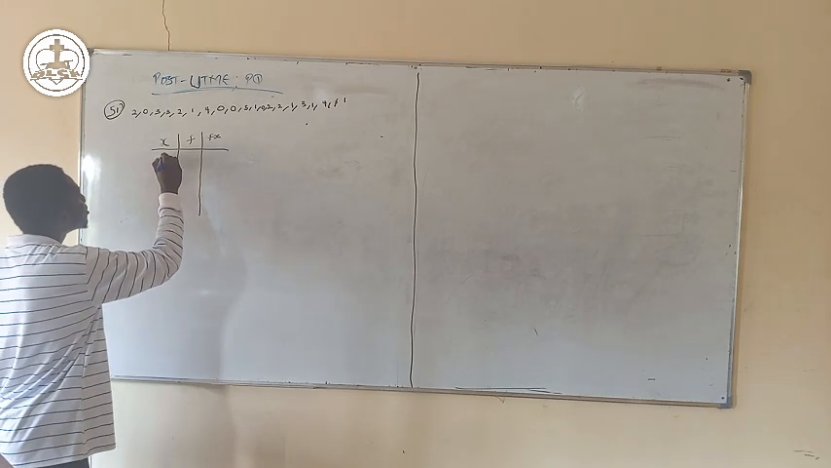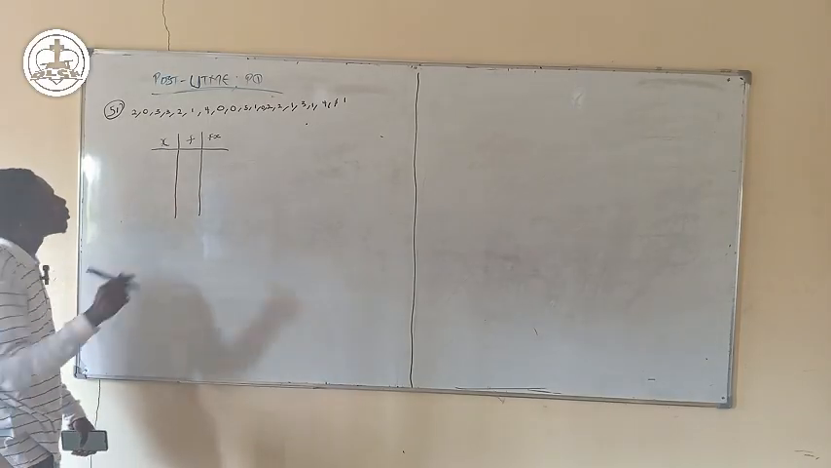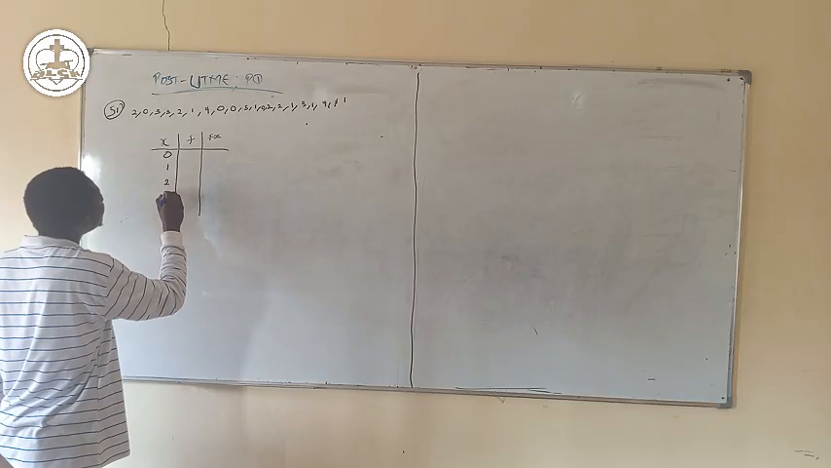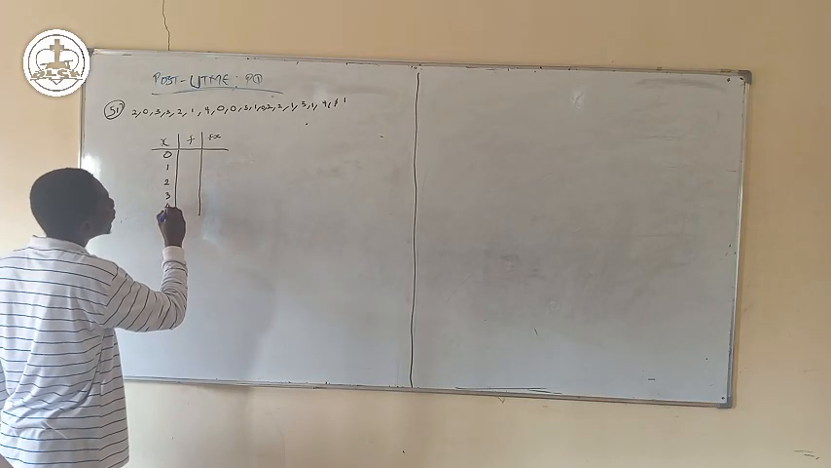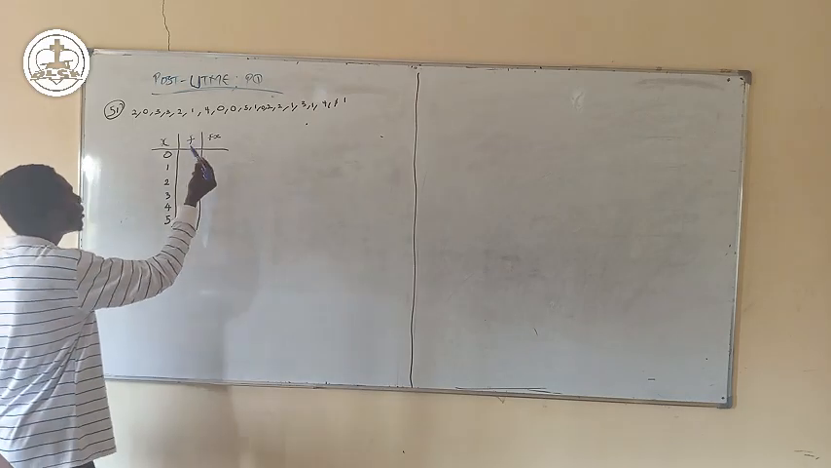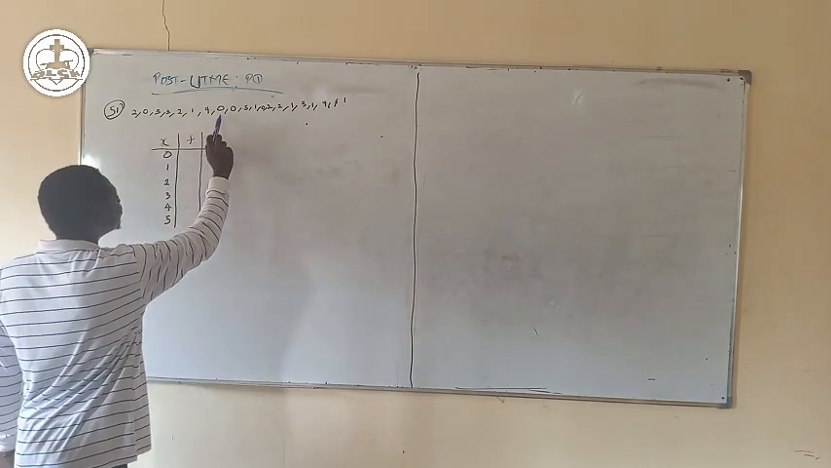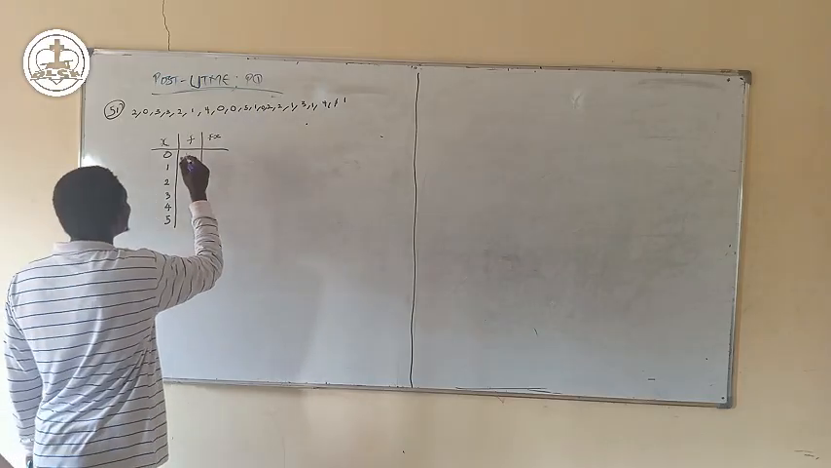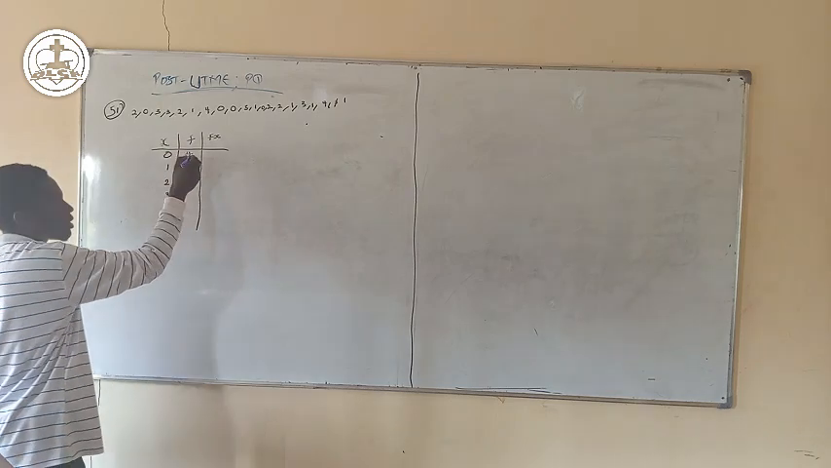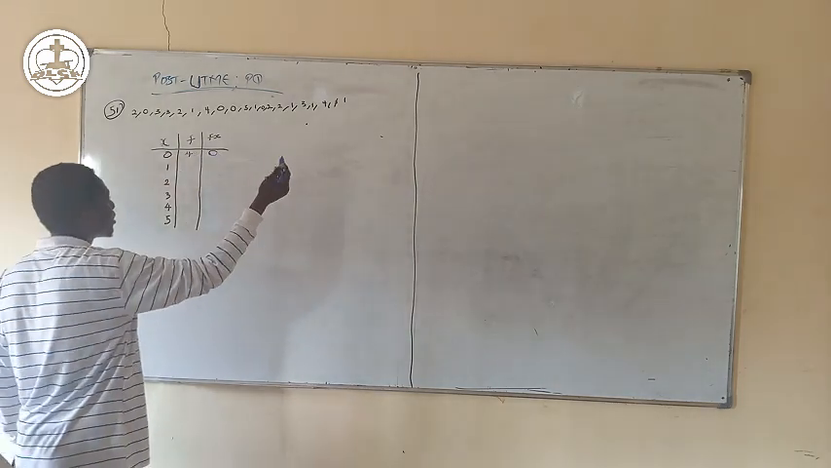We have 0 here, then 1, 2, 3, 4, and 5. This is our highest value here. So now let's count how many zeros there are. What are the frequencies? We have 1, 2, 3, 4. So our frequency here is 4. Then fx, that's the x, which is 0 here. We need it in calculating our mean, median, and mode.